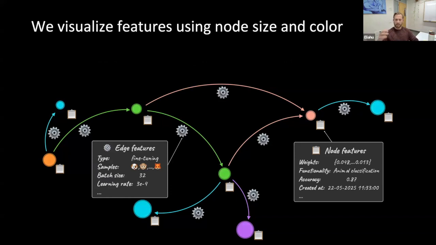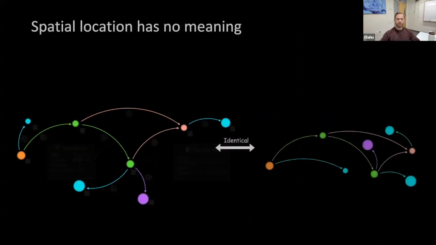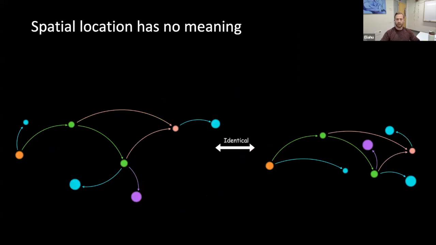And in order to visualize large model populations like we did in the beginning in that galaxy visualization, we can use colors to color the nodes and edges according to different features. And we can use node sizes, so we can change the size according to another property. And another very important attribute of this atlas for our talk is that the spatial location has no meaning. So if you look at these two atlases, they're exactly identical. So it's not like a clustering or something like that.